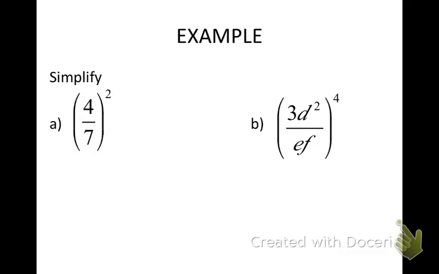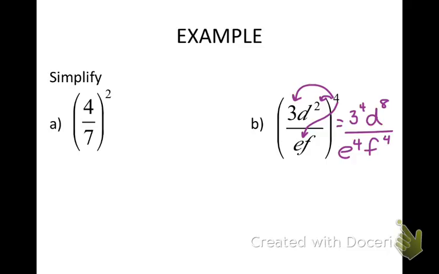3D squared over EF is being taken to the 4th power. So now you got a product up top. So that means I need to take that 3 to the 4th power. Don't do 3 times 4. Do 3 to the 4th power. What's the exponent going to be on the D? 8. Good. All over, what's the exponent going to be on E? 4. And then F to the 4.